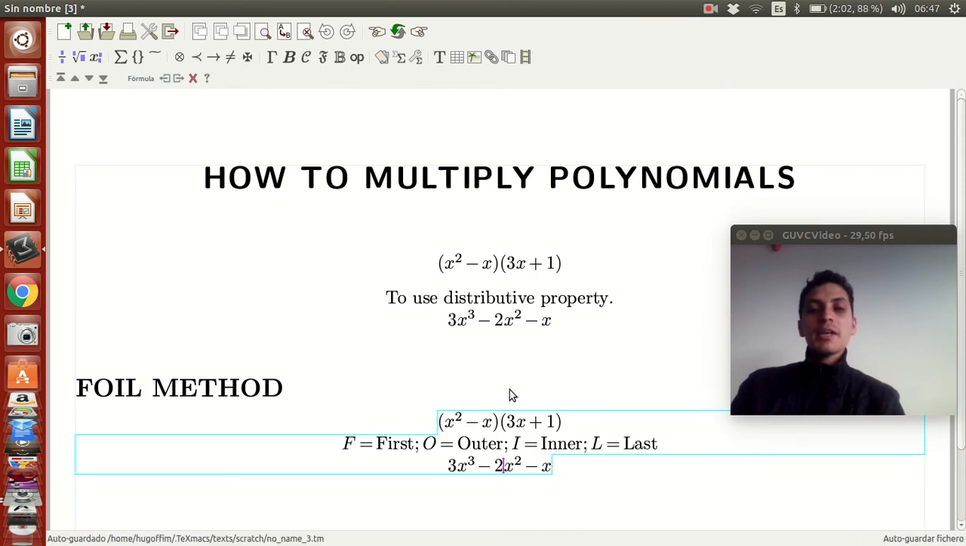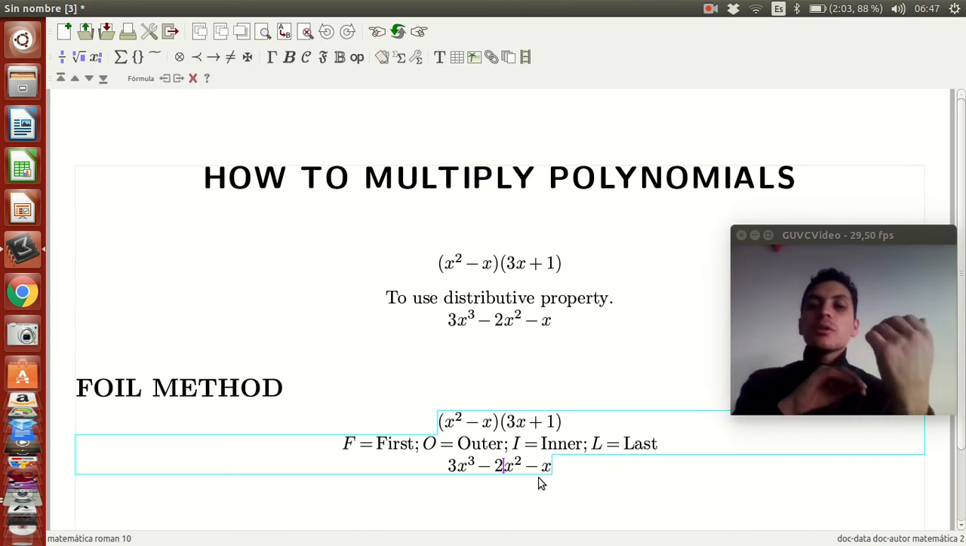As you could see, it's the same answer, but we're using more a method in which we apply these letters. F for first, the first terms of each binomial. O for outer, the outer terms of the binomial of the multiplication. I stands for inner, the inner terms of the multiplication, and L stands for last, the last terms of the binomial. If you have to multiply binomials, this is the method. If you're going to multiply any other pair of polynomials, you need to use distributive property.